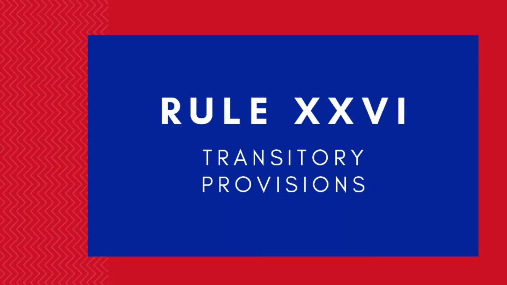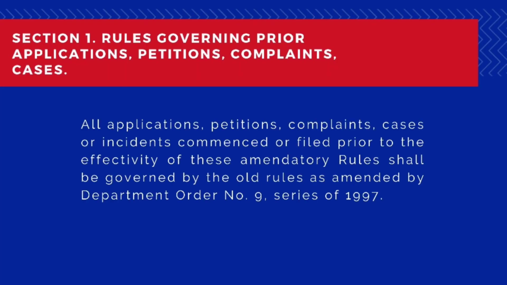Rule 26. Transitory Provisions. Section 1. Rules governing prior applications, petitions, complaints, cases. All applications, petitions, complaints, cases or incidents commenced or filed prior to the effectivity of these amendatory rules shall be governed by the old rules, as amended by Department Order No. 9, Series of 1997.